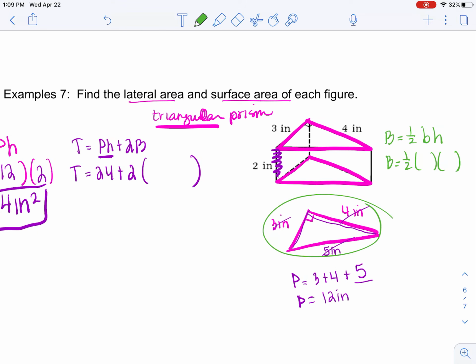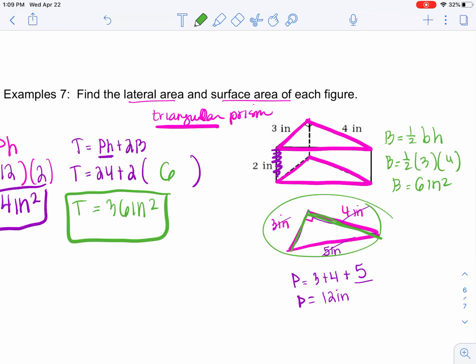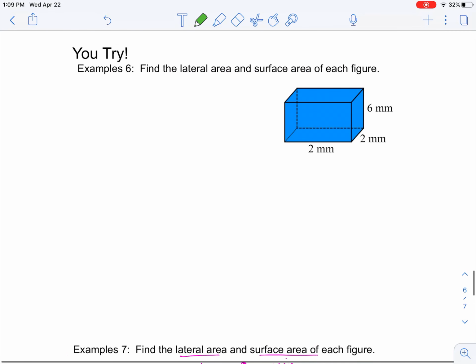So it would be your 3 and your 4. Sorry, I'm turning my alarm off that keeps going off. So that is 6 inches squared. Put that there, put it in your calculator, and you get that it's 36 inches squared for your total surface area. Not too bad, right? Okay, if you're good, go ahead, stop, go do the homework.